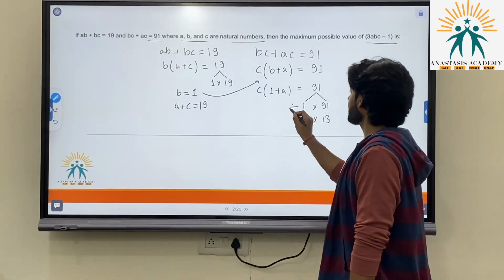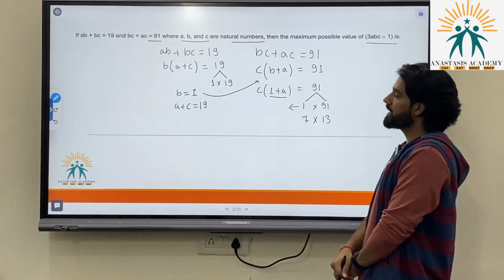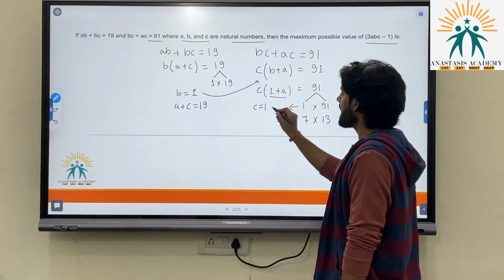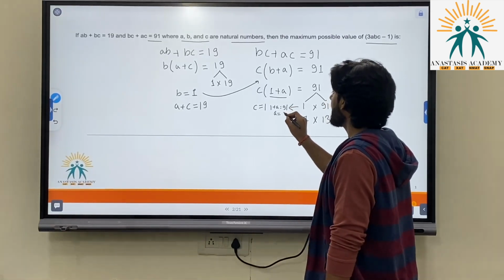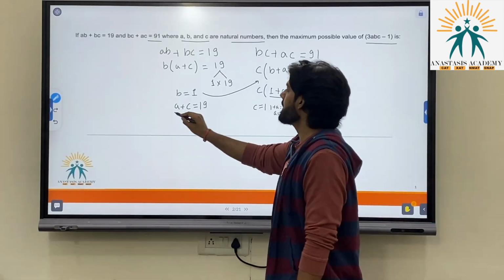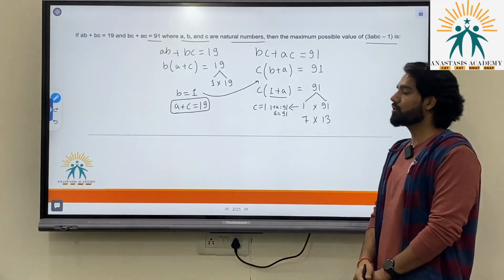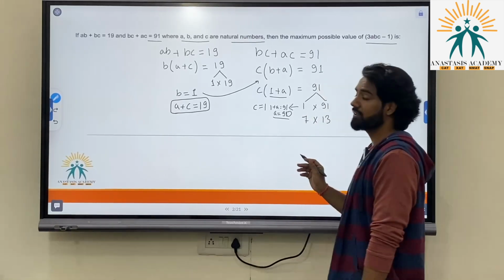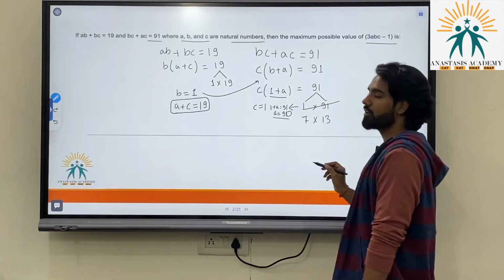From the first, I cannot write 1 plus A as 1, it will be greater than 1, so I can take C as 1. Let's see C as 1. In that case 1 plus A becomes 91, or from here I get A as 90, which is not correct, because A plus C should give me 19. Here I am getting A as 90, which cannot be right. So I have to rule out this case, this is not possible.